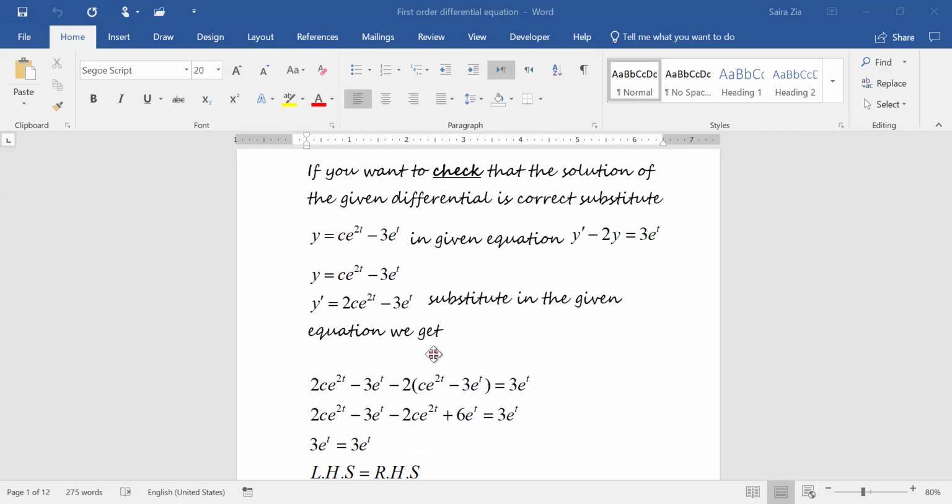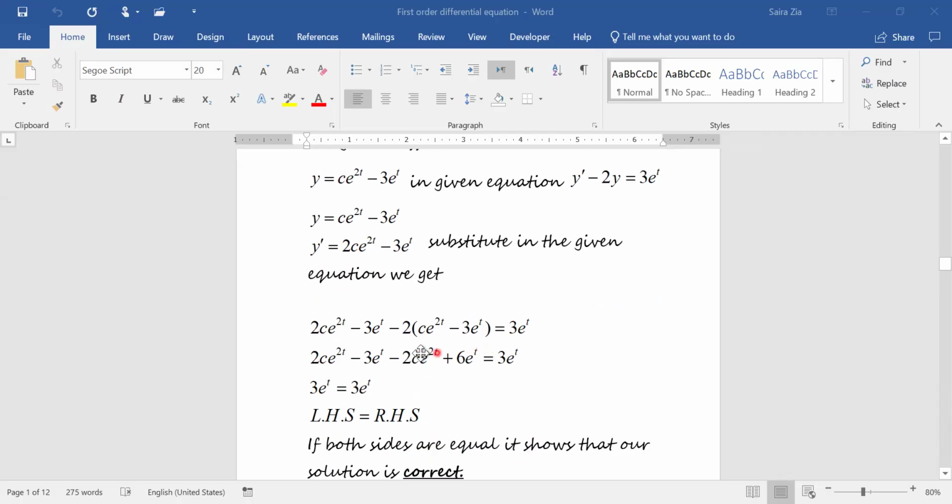So, in order to check, we will take the first derivative of each term. So we get 2c e power 2t minus 3 into e power t. Okay, so take the derivative and substitute in the given equation.